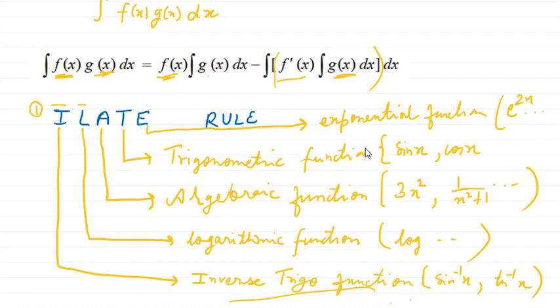That means if your inverse trigonometric function is there, that can be taken as your first function. If log is there, then second function. So in this order you can take your functions. Okay, so this is the order.